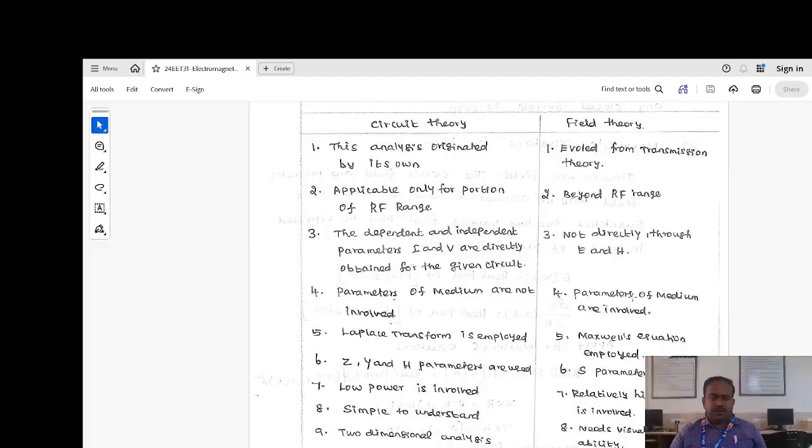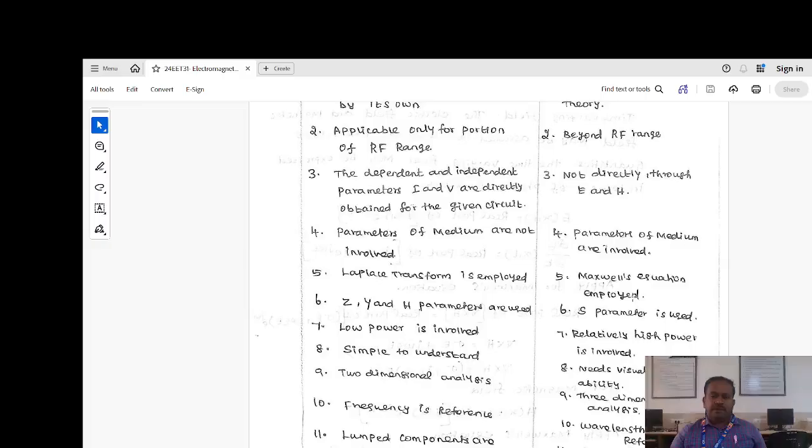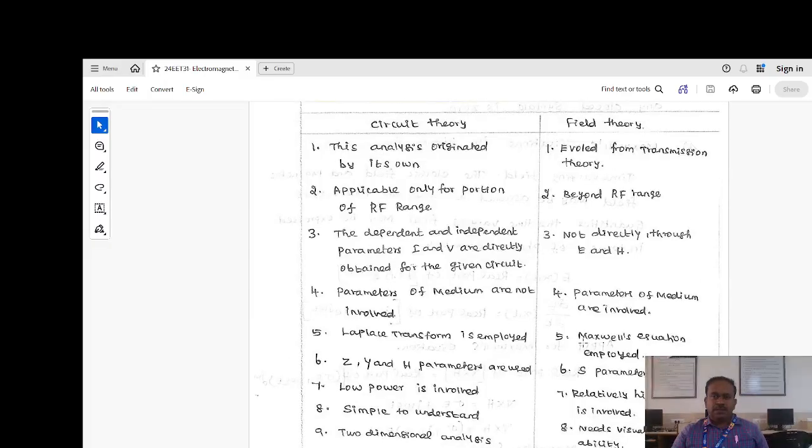The last points: two-dimensional analysis representation is carried out in circuit theory, whereas in field theory we have to use three-dimensional analysis. In circuit theory, frequency is the reference variable, whereas in field theory wavelength is the reference variable. In circuit theory, we use lumped parameter components, whereas in field theory only distributed components are involved. So these are the parameters we consider to differentiate between circuit theory and field theory. Thank you.